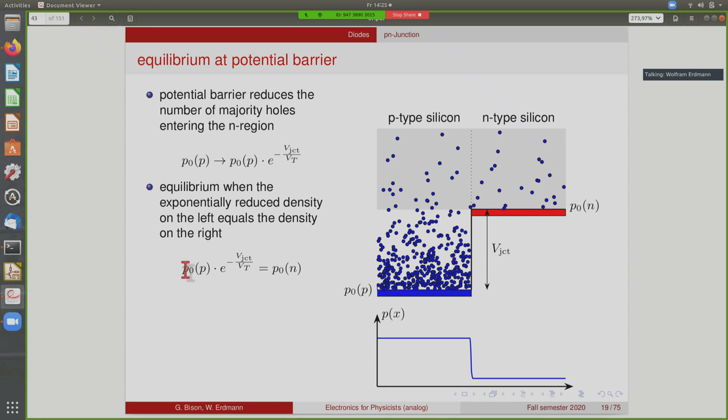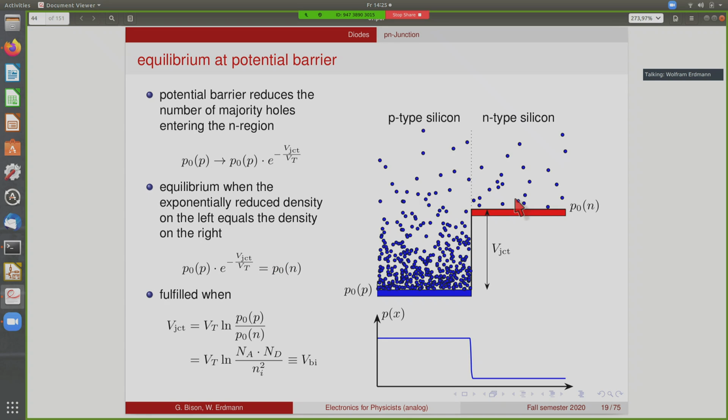So now we can write that the hole density on the left-hand side multiplied by this exponential function is equal to the equilibrium hole density on the n side. And this is obviously fulfilled exactly when the junction potential is the built-in voltage. So this is how we define the built-in voltage.